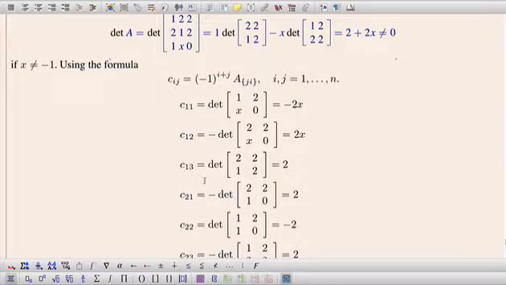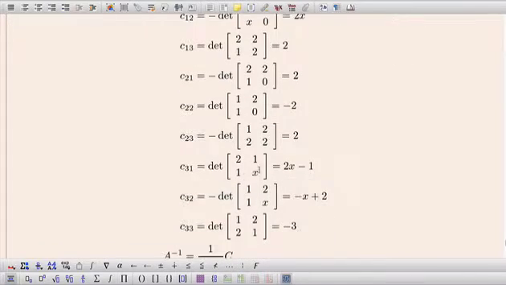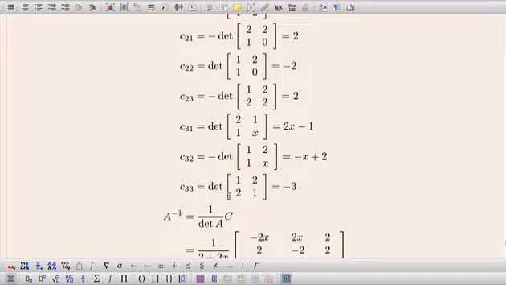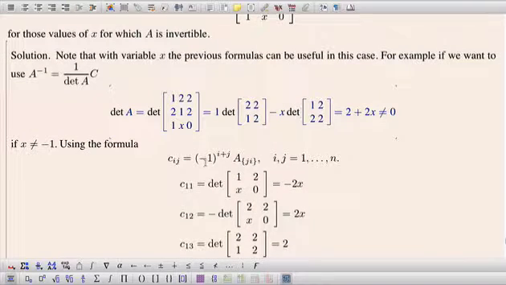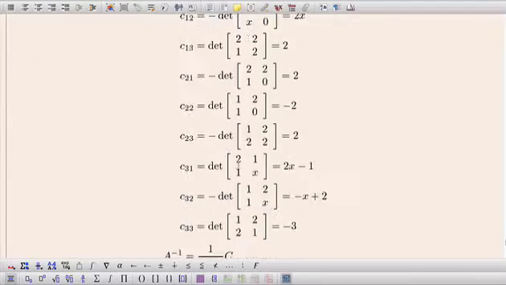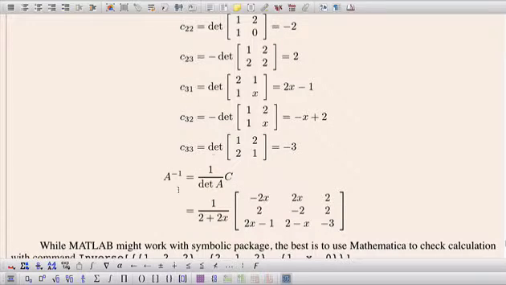And so on. It's a lot of small calculations, easy to make mistakes. Try to follow, and it's especially hard by hand because we need these reversed minors. So the ij entry in the matrix will be the ji minor determinant. So we get all the values, and then A inverse is just 1 over 2 plus 2x times this matrix.